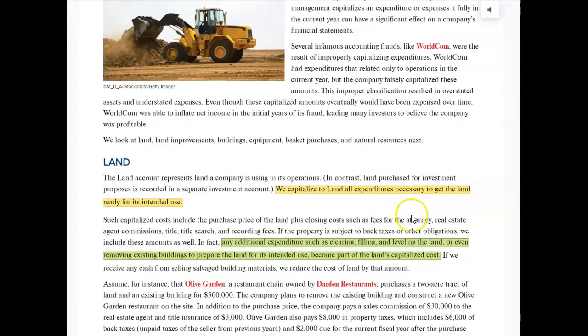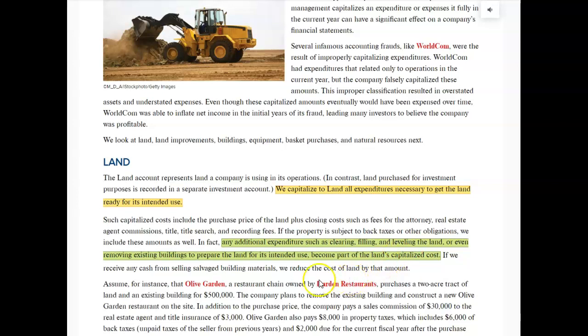So let's look at land first of all. When we buy land, we say we capitalize the land. That means we place the cost of the land into an asset account, and the asset account will be called just what it is, land. We'll place the cost of the land itself in that account, and also anything else that we incur to get the land up to where we need to use it.